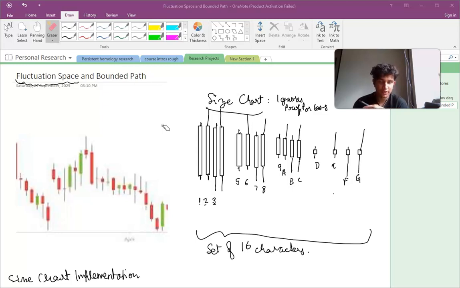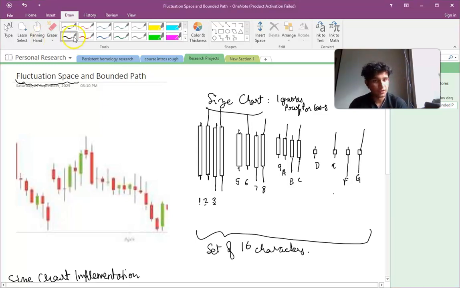This is an intro to a research project called Fluctuation Space and Bounded Path. In this lecture, this is part of Triple F, Farhaan's Fiscal Fuckery, and this is mainly part of only study of candlestick patterns. So I'm going to go ahead and start.